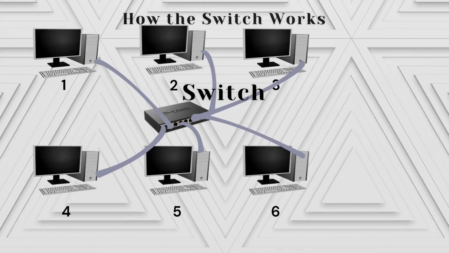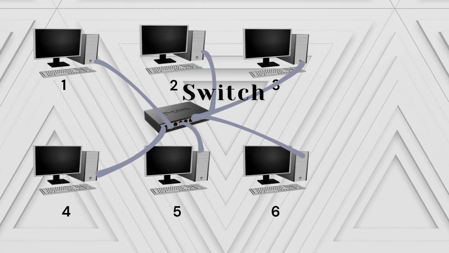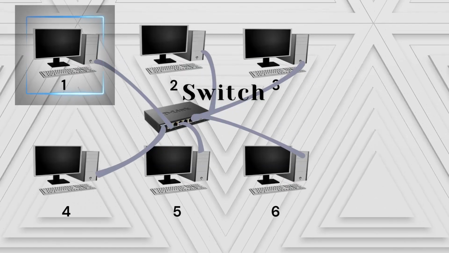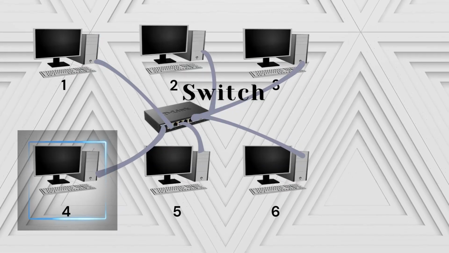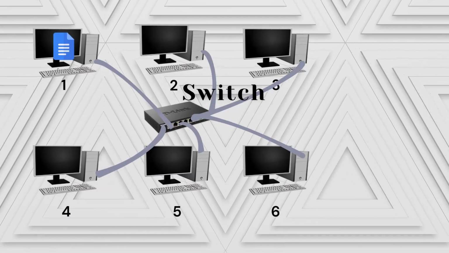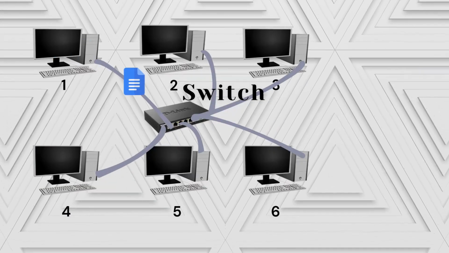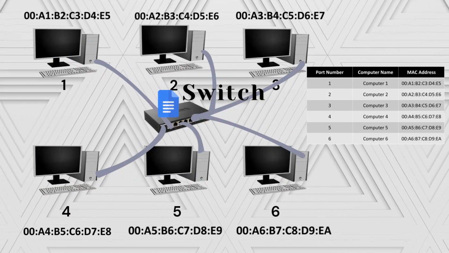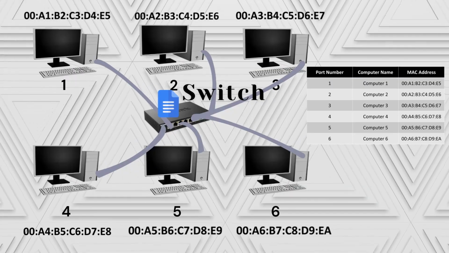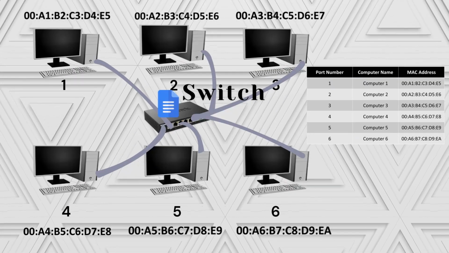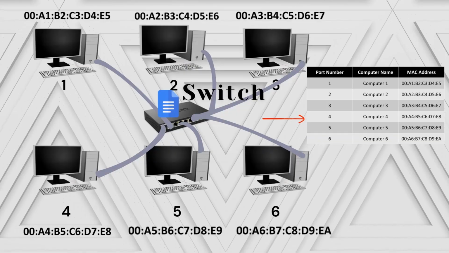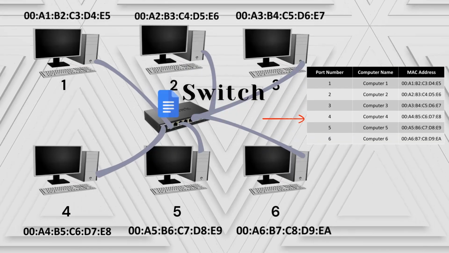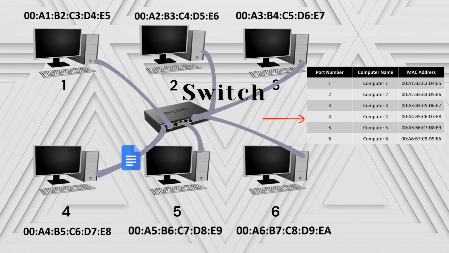A switch is an intelligent network device. For example, suppose computer 1 wants to send a data packet to computer 4. The data packet starts from computer 1 and enters the switch. The switch then learns and stores the MAC addresses of connected devices in a table, mapping them to their corresponding port numbers. If the switch has already learned computer 4's MAC address and its associated port, it directly forwards the packet to the correct port, computer 4.